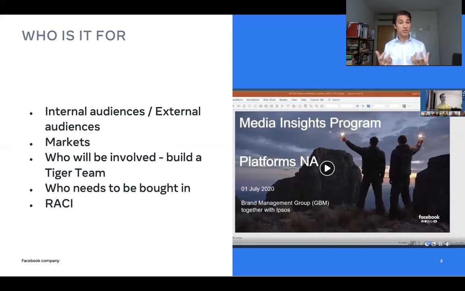We need to work out who needs to be bought into the program. So these are generally the brand managers, the senior leadership, who need to give an okay that yes, this is along the lines of what they need. And of course, we have a RACI where we get everybody involved and work out how they'll be helping. For us, for the Media Insights program, that was over 100 people globally.